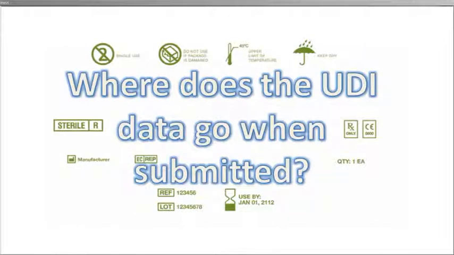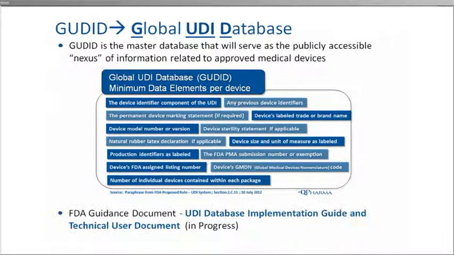So Tom, where does the UDI go when it's submitted? Yeah, as you might have guessed, the destination for all UDI data is another acronym. It is the GUDID, or GoodID, the Global UDI Database. This will be the publicly searchable master database of all medical devices approved for sale in the United States.